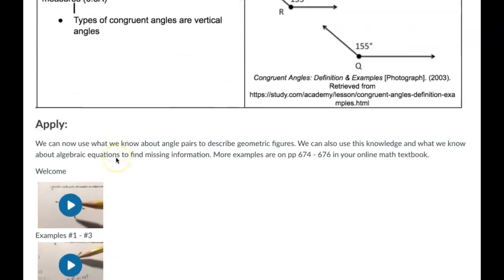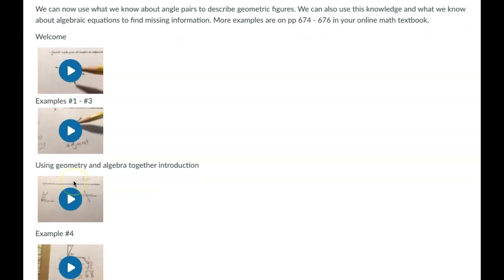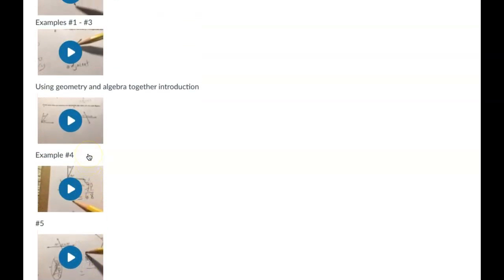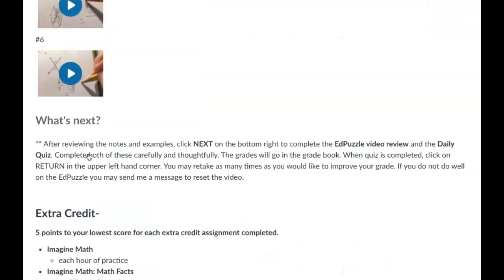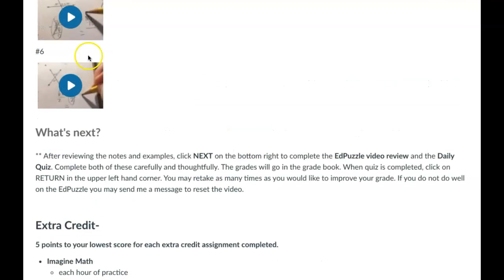Before we do that, I want to highlight that I have done several examples. There are several little mini videos of how to do these kinds of problems, solving the algebra problems. Don't ignore this. If you're stuck on how to do this, please watch those videos. And finally, there are extra credit opportunities available to you if you do any Imagine Math or Imagine Math Facts a little bit each day. If it adds up to an hour of practice, you get 5 points extra on a low score for every hour of practice you do in either one of those activities.